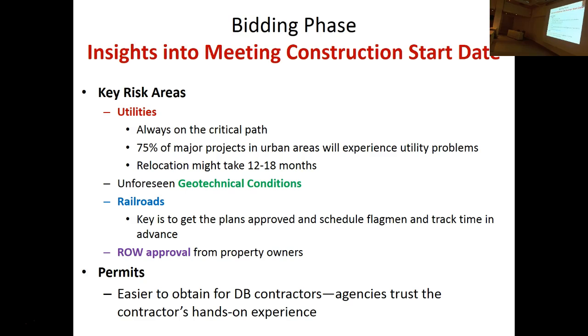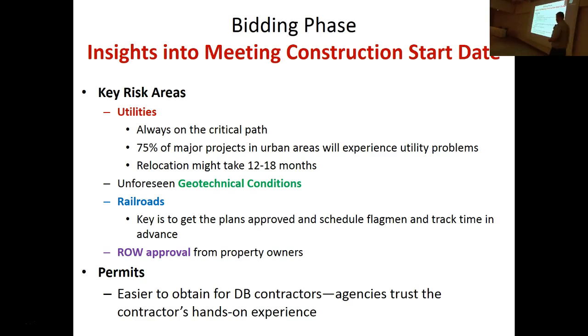So these are some insights that we found in talking to subject matter experts for meeting the construction start dates. Some of the key risk areas relate to utilities, as we've talked about. Utilities are always on a critical path. About 75% of major projects in urban areas are going to experience some kind of utility problem, and relocation of utilities typically takes about 12 to 18 months.